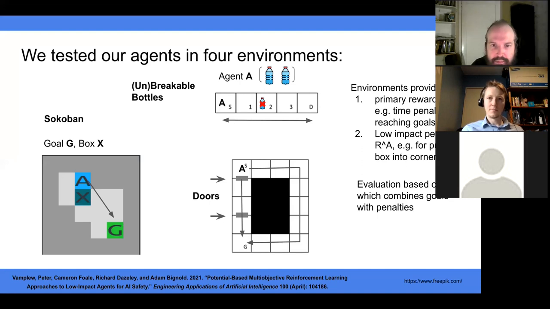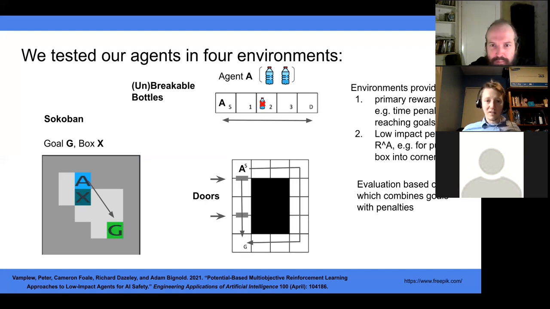And then finally, we have the doors environment, where the agent can either go around the full square here to reach the goal. And on the other hand, it could also go through two doors, which each take a number of actions to open them and close them again. But in the end, it's an overall shorter path, but requires irreversible actions.